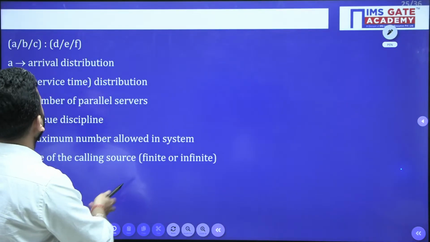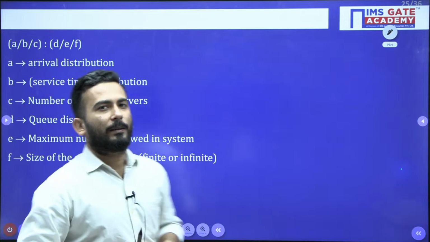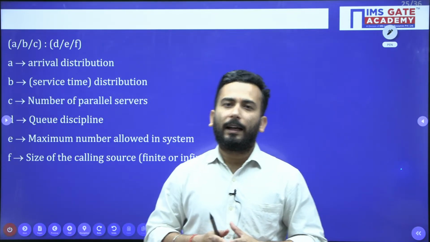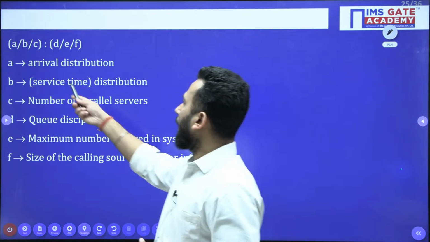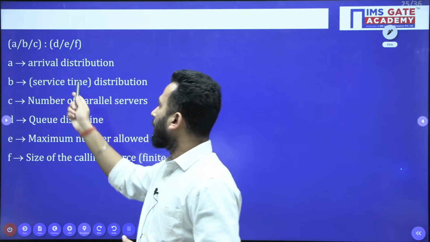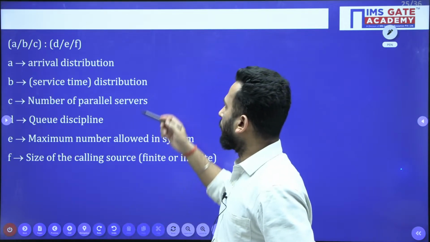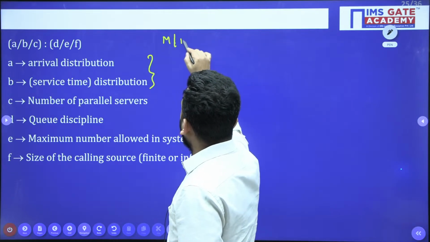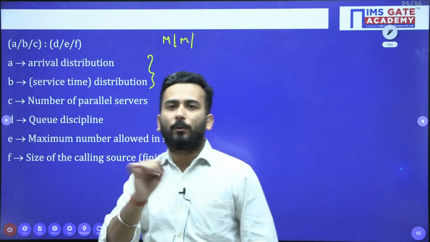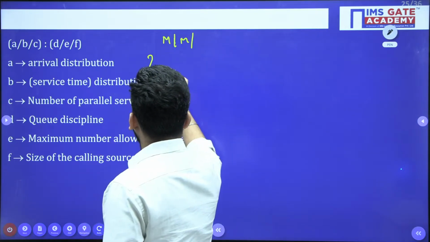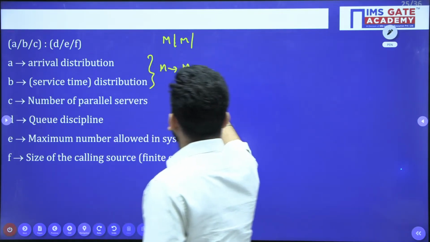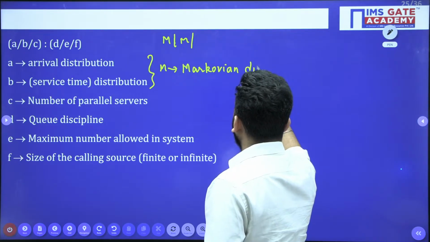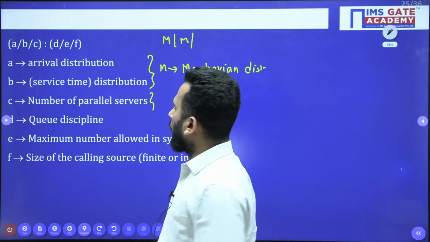My dear friends, coming to the second part. This is the Lee and Kendall's notation, and you have to remember that A is the arrival distribution, B represents the service time distribution. Sometimes you will see M in this form. What is M, my dear friends? M is nothing but Markovian distributions. They are collectively called Markovian distribution. C is the number of parallel servers.